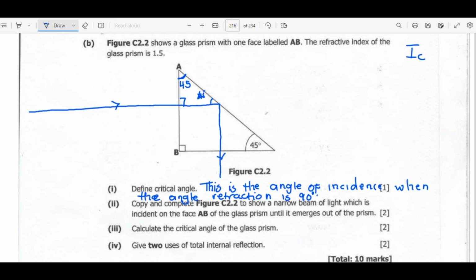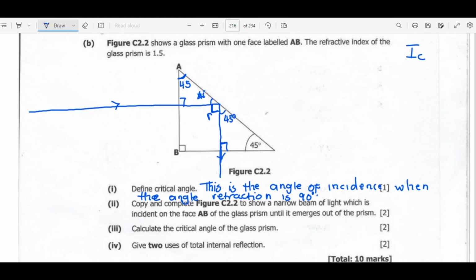Remember, if this line is perpendicular to this line, then the angle at this point is 90 degrees. 90 plus 45 is 135, minus 180. This is 45 also. So if this is 45, then this angle is 90. If this angle is 90, this is the angle of refraction. And whenever the angle of refraction is 90, then we are dealing with the critical angle. So that is the point that we are looking at.